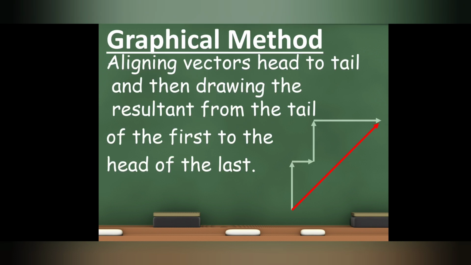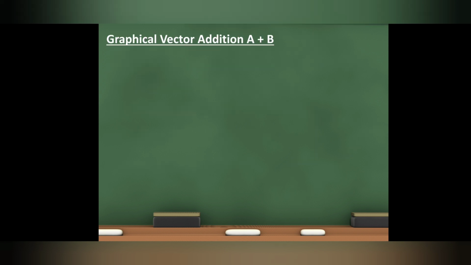Now we can use the graphical method as well. Aligning vectors head to tail and then drawing the resultant from the tail of the first to the head of the last, we can again get the resultant. Now, the graphical vector addition A plus B. First, how do we represent A plus B? First we will draw a starting point.